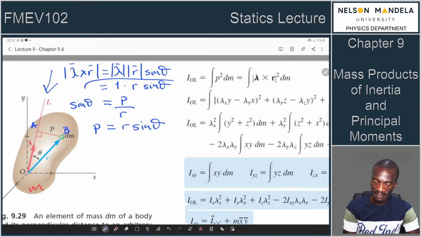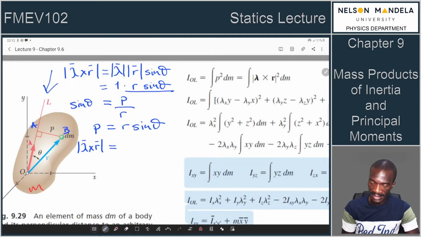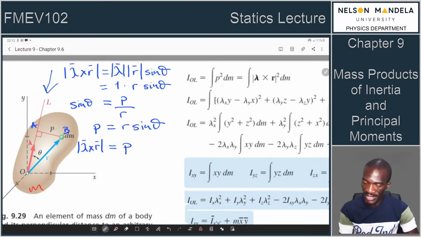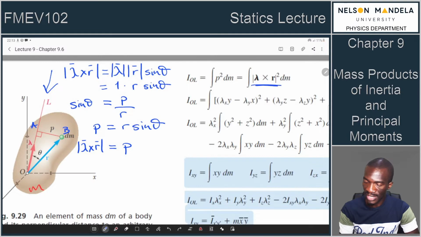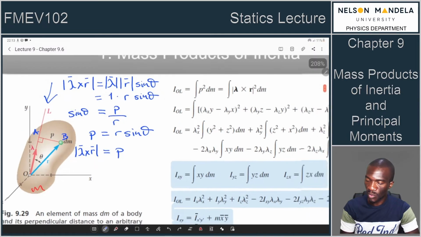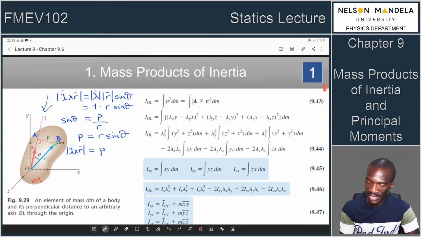If you look at this expression and what we've done here, it is therefore possible for us to simply define the magnitude of lambda cross r as equal to this r sine theta, because the magnitude of lambda is 1, and therefore it's equal to p. Now, if you integrate that p squared with respect to m, it simply is the same as integrating the square of this cross product magnitude. So that is why we have that equation, which is equation 9.43. It stems from this definition of p.